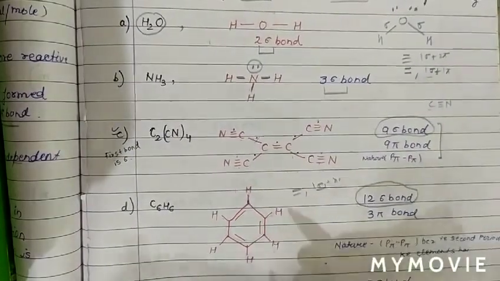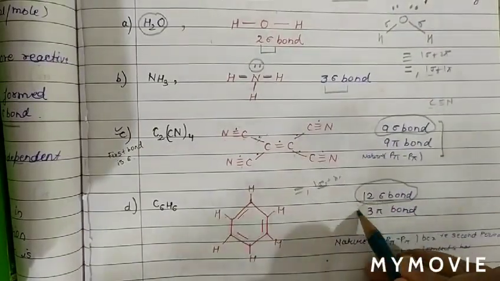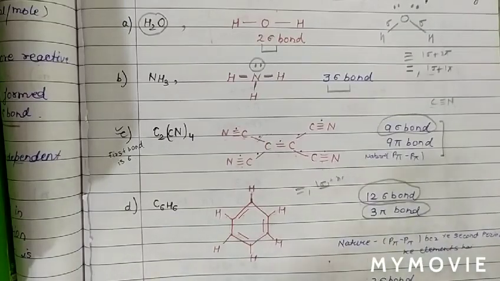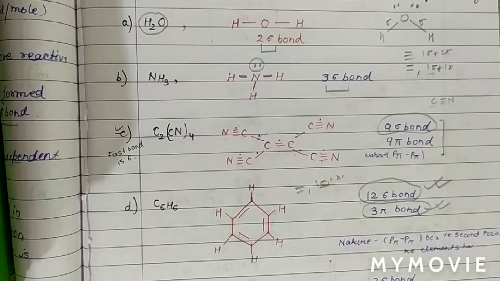Now we will calculate pi. 1 sigma, 1 pi, so 1 pi, 1 pi and 1 pi. How many pi bonds are there? 3 pi bonds are there. So total 12 sigma bonds and 3 pi bonds are present in this molecule.